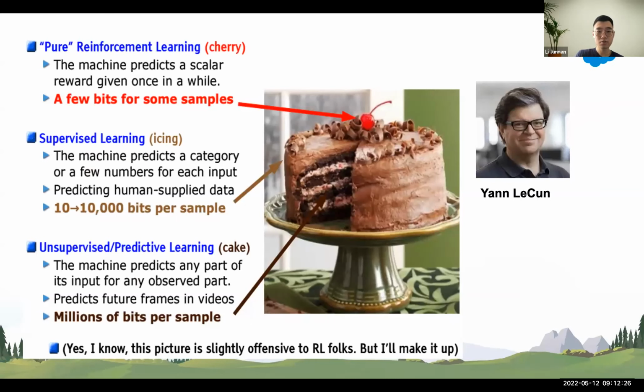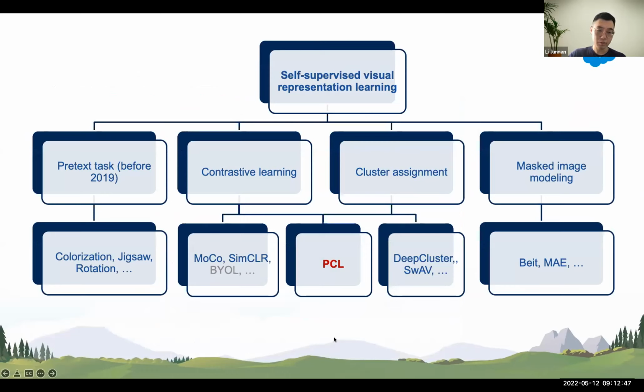So first, let me quote from Yann LeCun, who believes that unsupervised learning is the foundation of the cake of modern deep learning. And indeed, unsupervised learning has become a very important topic in recent years. So here is a brief summary of the history of self-supervised learning. Before 2019, which we can consider as the ancient time of self-supervised learning, people tried to invent different pretext tasks, which are quite heuristic, such as to predict the rotation of the image.